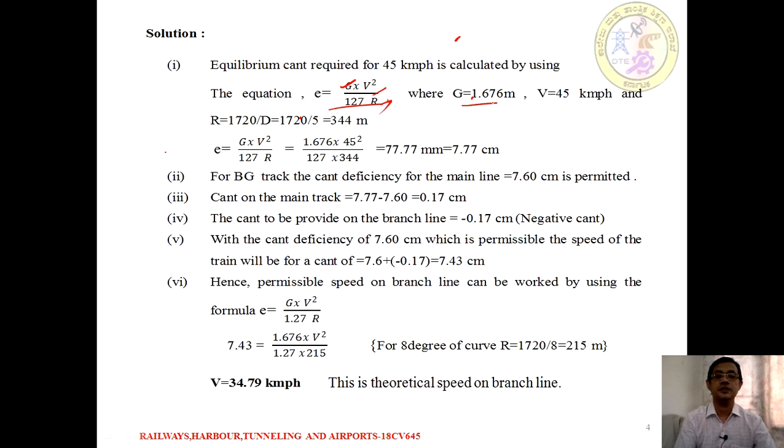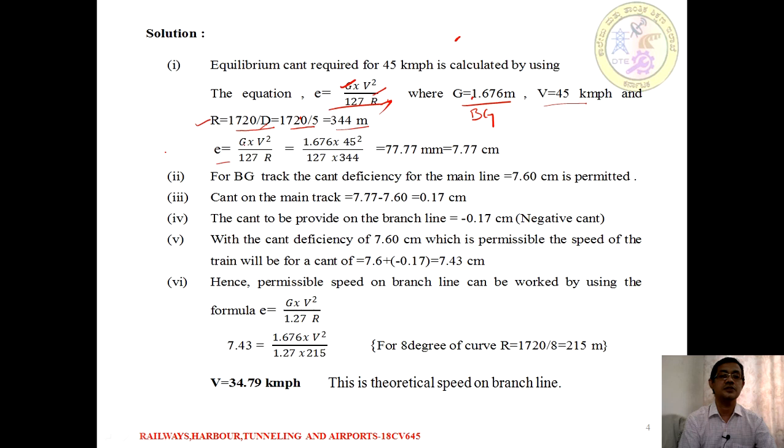So as it is going to be the broad gauge, the G value is going to be 1.76 meter. The speed has already been given. To find out the radius we are going to be using the formula, that is 1720 divided by D, where D is going to be the degree of the curve. So if you substitute 1720 divided by 5, the curve radius is going to be 344 meters.